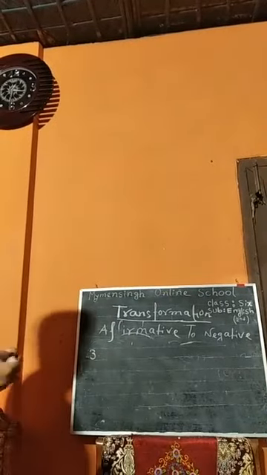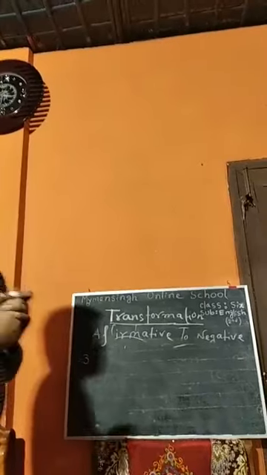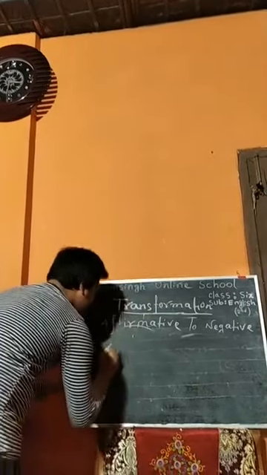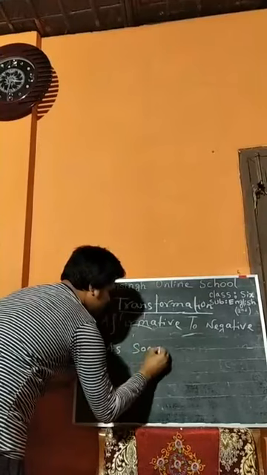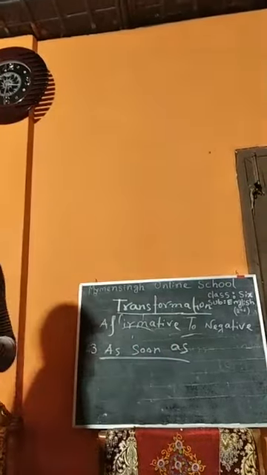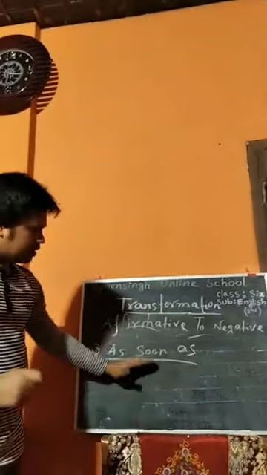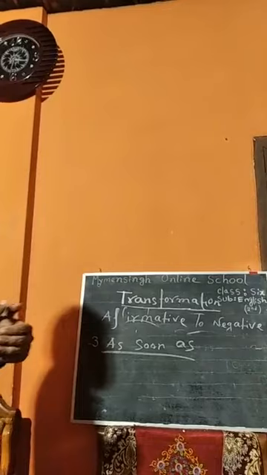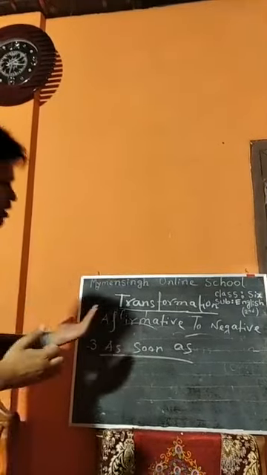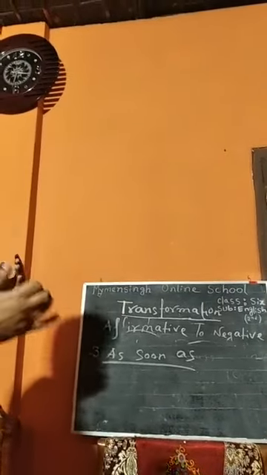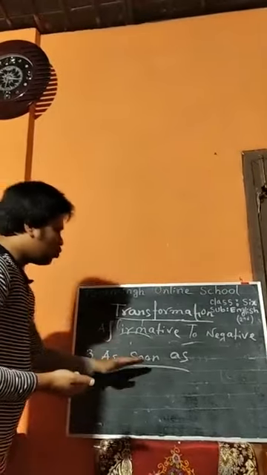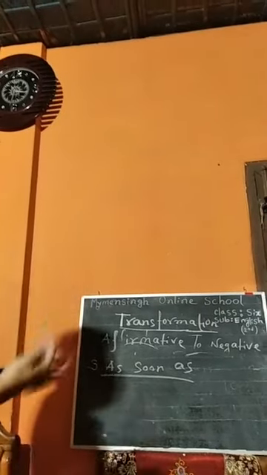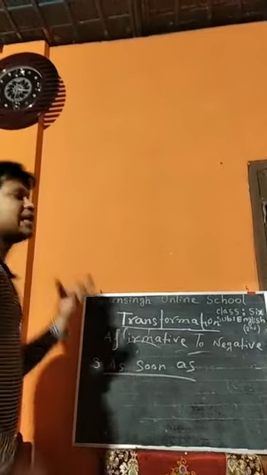Number three, in an affirmative sentence, we may find another phrase or conjunction, that is, as soon as. What is the meaning of as soon as? Do you know? As soon as is used when something will be performed immediately after something has been done. That means one deed or one work will be performed immediately after another. Here we can use just after time.